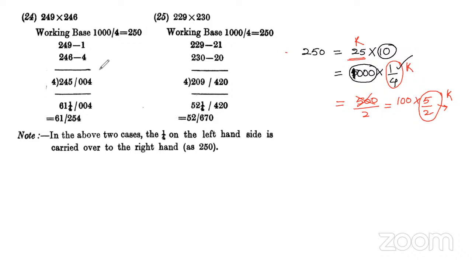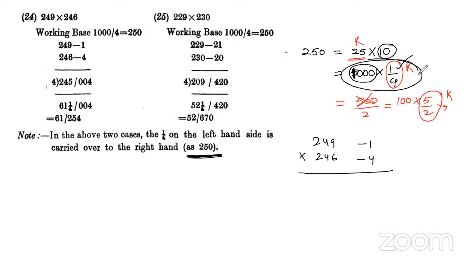Swamiji has taken 249 into 246. So the working base here is 250. From 250, the deviations -1 and -4 are written. But 250 I am taking like this. That means the left part is multiplied by 4. So if you subtract this value, then we are getting 245. After that, if you multiply these two things, then you are getting 4.